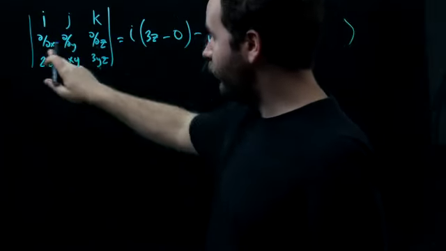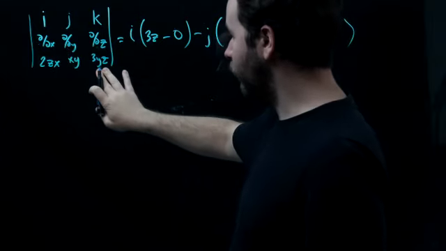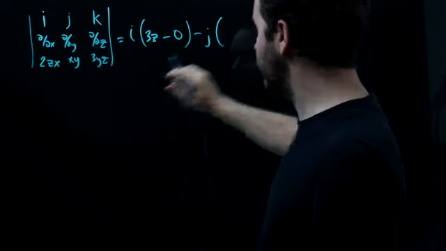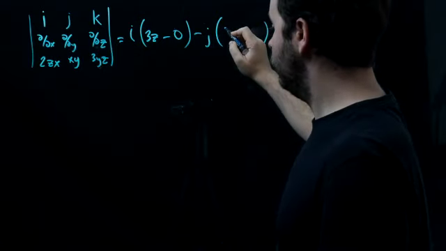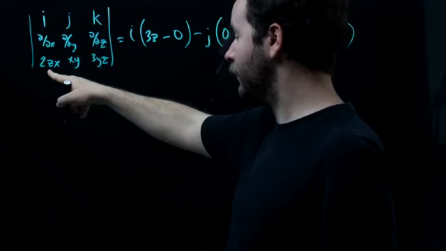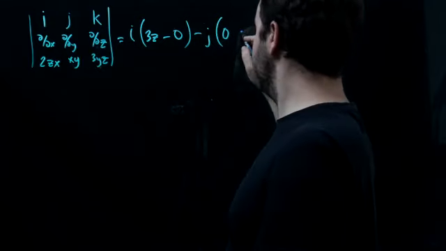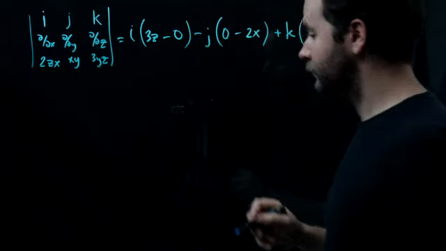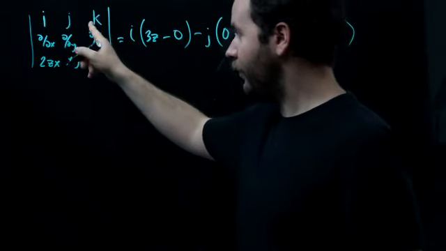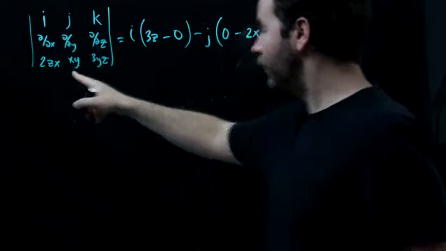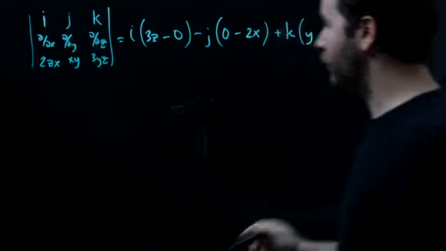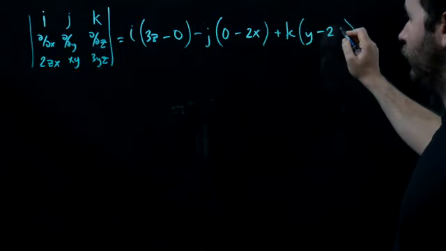Now we do this 2 by 2 determinant. The partial x times 3yz minus partial z of 2zx. What's partial x of 3yz? 0. 0, yay. Partial z of 2zx? 2x. We're going to say minus 2x there. Good. And then lastly, we have the k part of the mini determinant. Partial x of xy, that's y. Partial z of 2zx, that would be 2x. So we have y minus 2x.